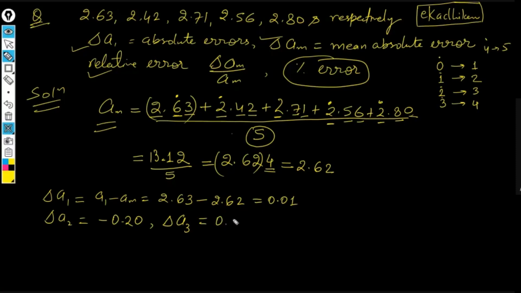Delta A3 is 0.09. 9 or 4? Okay, 9. Yes, positive 0.09. Next, delta A4 is minus 0.06. Not 7, 6. Delta A5 will be negative, yes, negative 0.18. Okay. Now we need the mean absolute error.